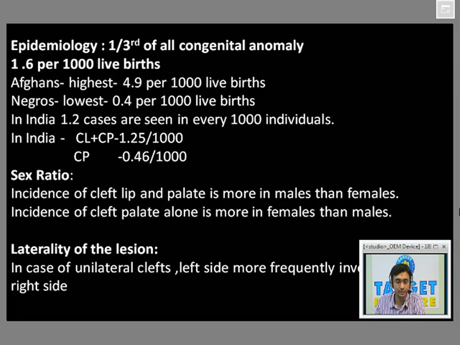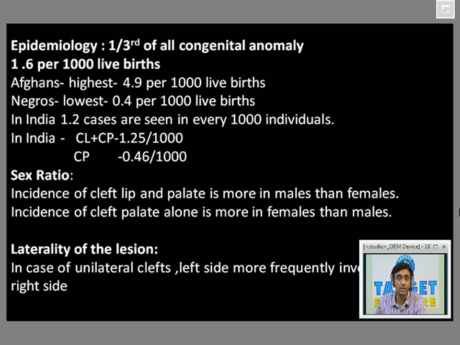In Afghans, it is the highest, about 4.9 individuals in 1000 live births. In Negroes, it is lowest, 0.4 per 1000 live births. But with respect to Negroes, we have one malocclusion which is more common, that is midline diastema. Midline diastema is more common in Negroes than in any other population. In India, the incidence of cleft, by different studies, we have different pools of studies. If you calculate them together, we find that in India, like South India, North India, and the Northeast, we have 1.2 cases in every 1000 individuals.